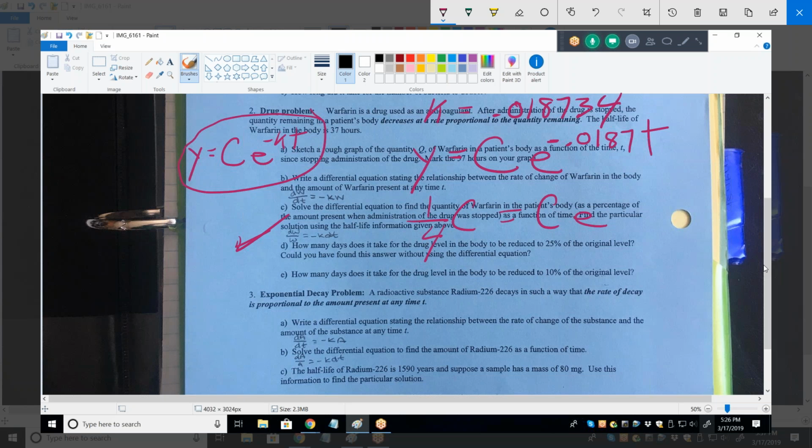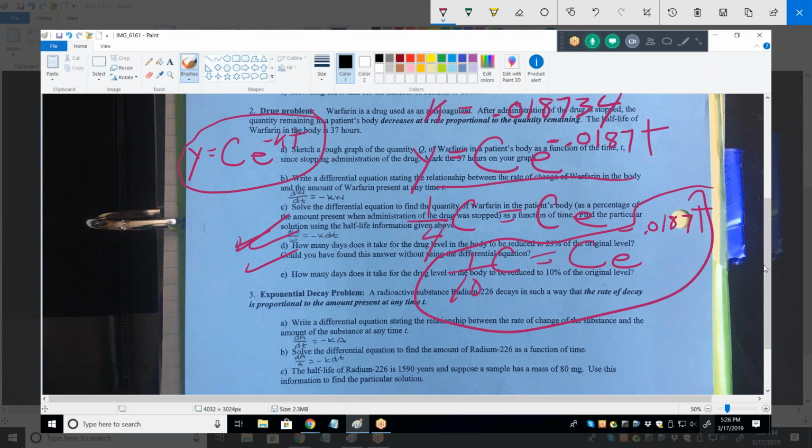See, all of the questions that they are asking do not depend on you knowing what C is. In other words, the last one is going to be 1/10 C equals C e to the minus 0.0187 t. In all cases, you can solve that for t. I can solve this one for t. In other words, I don't need C. And that's just as well, because I couldn't figure out how to calculate it anyway.